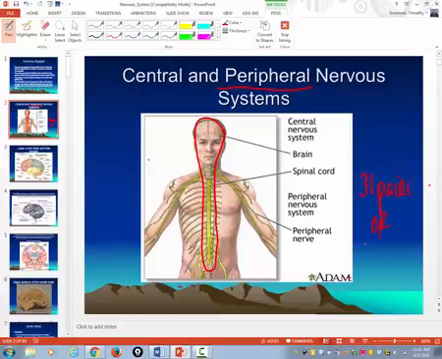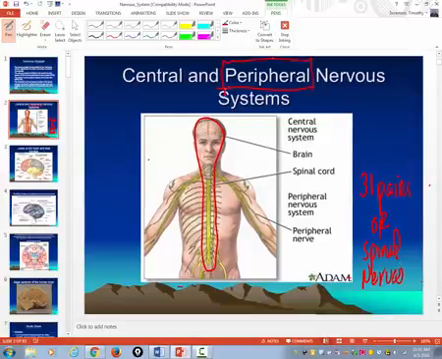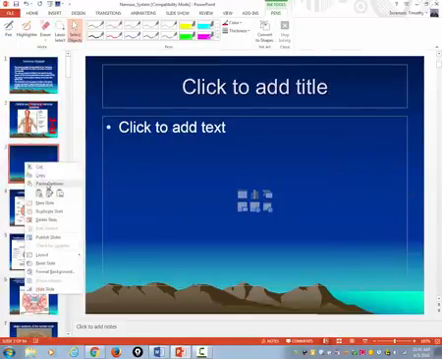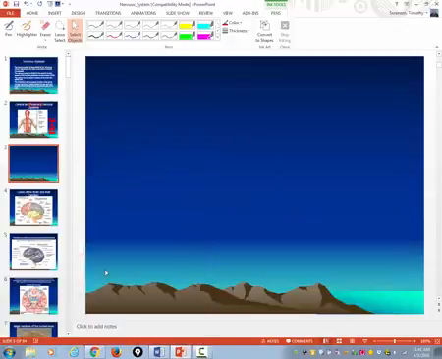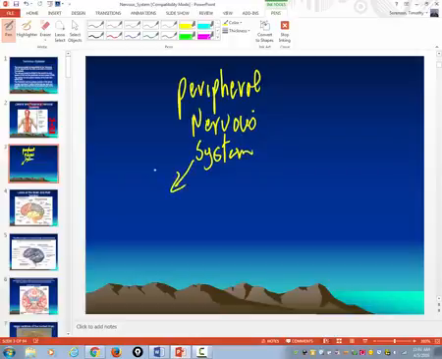of spinal nerves. And the peripheral nervous system is then further subdivided into two parts. So here we go. You've got the peripheral nervous system, that's the 31 pairs of spinal nerves. Right? And it is divided into two sections.